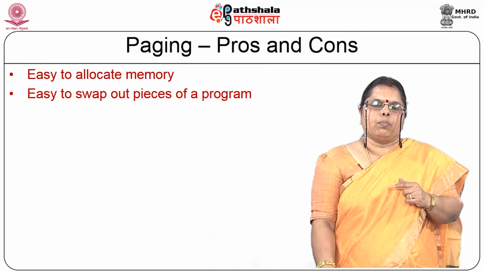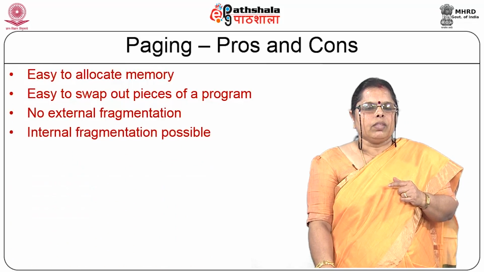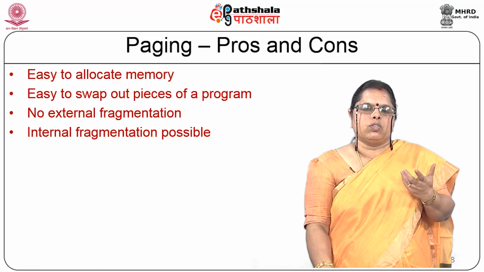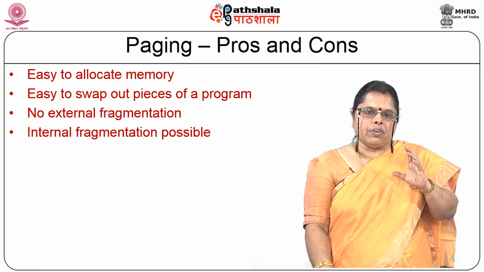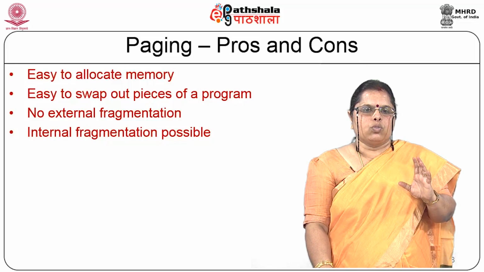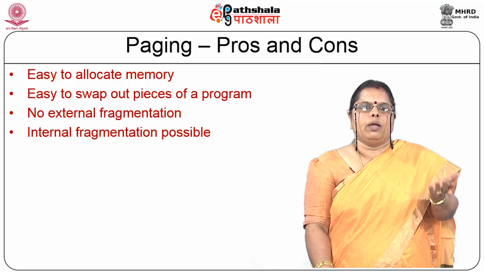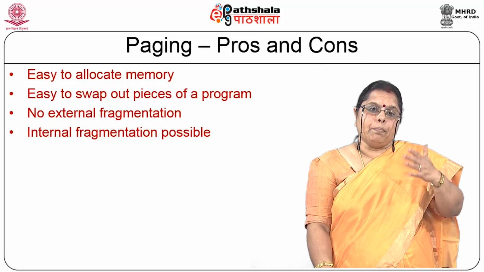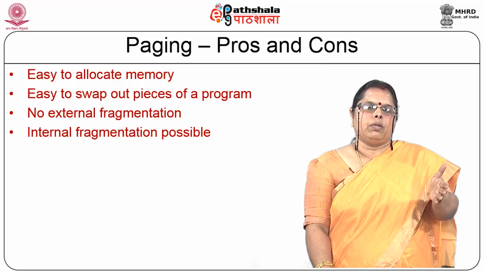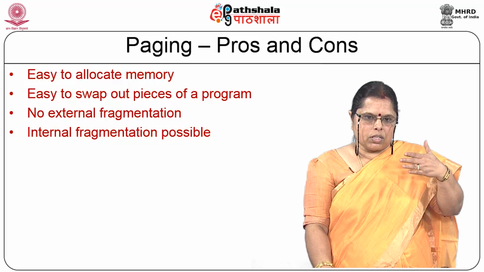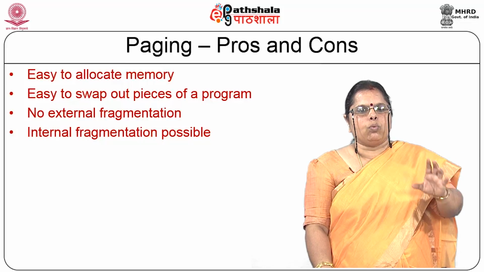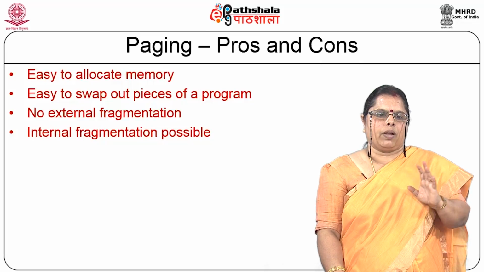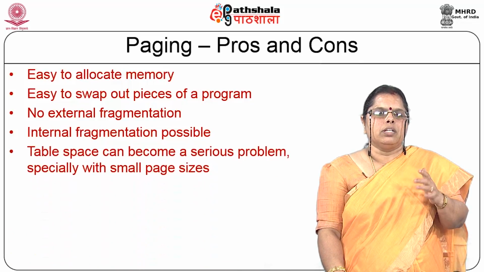What are the pros and cons of paging? We know that it is easy to allocate memory. We know that it is easy to swap out pieces of a program because we are looking at fixed pieces of program called pages. So, when you swap out one page, you are able to accommodate the other page. There is no question of external fragmentation here, that is the main memory getting fragmented, because the main memory is only divided into pages of some fixed size. So, you always have one space which may be able to accommodate the incoming page. So, there is no question of external fragmentation, but internal fragmentation is possible.